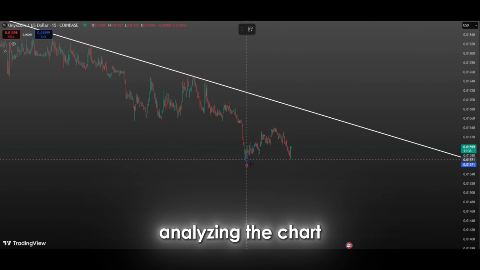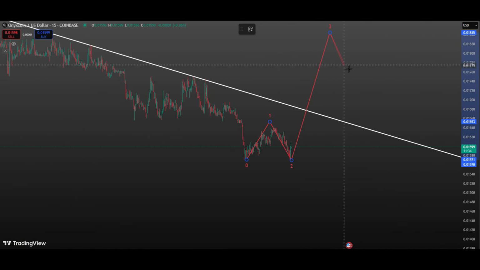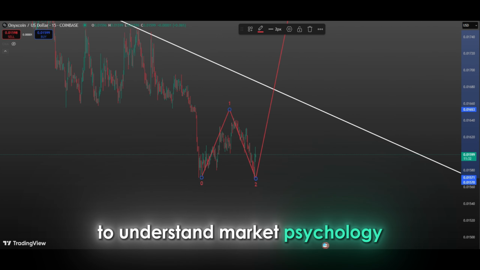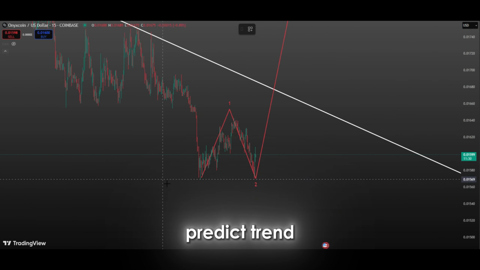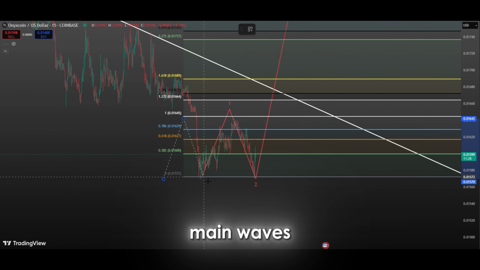Keep watching. Analyzing the chart in detail, we see a classic and highly reliable Elliott wave structure. This structure is one of the most powerful tools used in technical analysis to understand market psychology and aims to predict trend direction and momentum by analyzing price movements through 5 main waves.